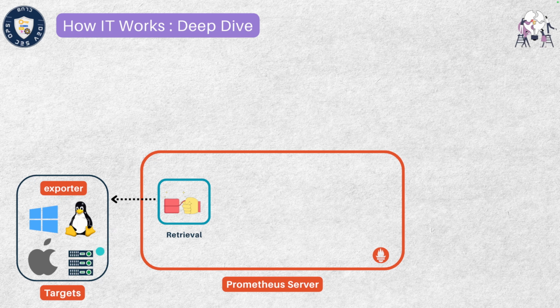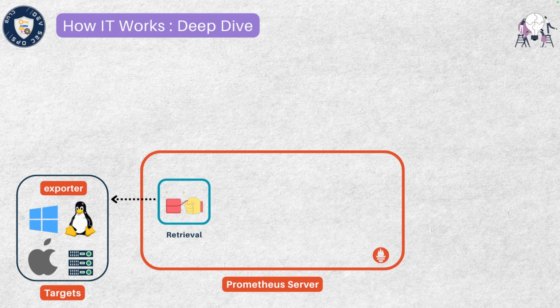Now, before I was saying retrieval scrapes the target, and now I'm saying retrieval pulls data from an exporter or instrumented application via an HTTP endpoint. So here is the difference again. Let's quickly see it first, because it's a kind of confusion, or I have created a kind of confusion. What is an exporter? Why am I saying pull data from the exporter and scrape the target? There is a slight difference: target versus exporter.